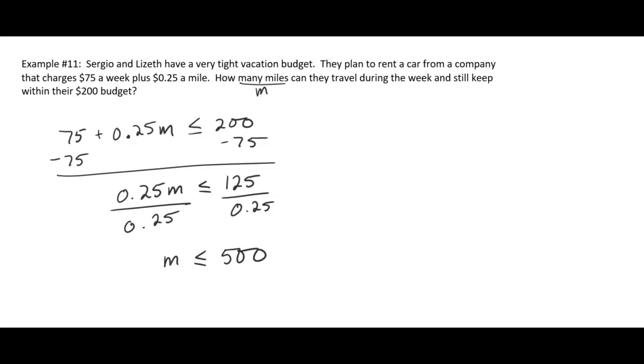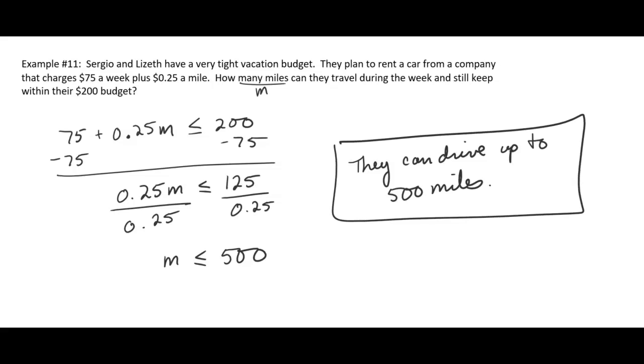Okay, so now that's our inequality. That's how we solve it. What does it mean? Now we have to kind of interpret the answer. How many miles can they travel during the week and still keep within their $200 budget? They can drive up to 500 miles. There you go.